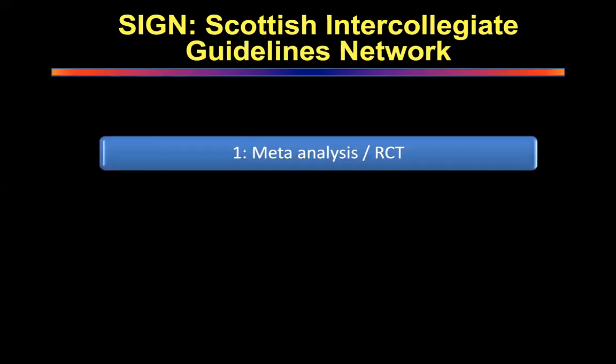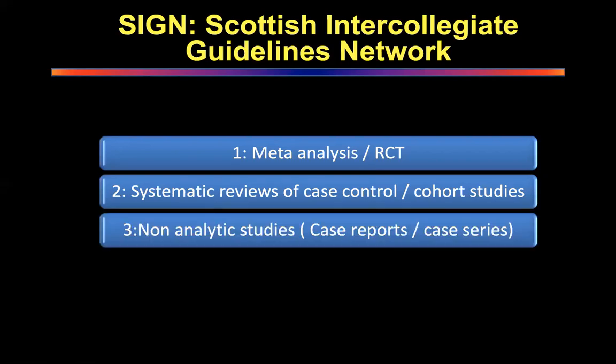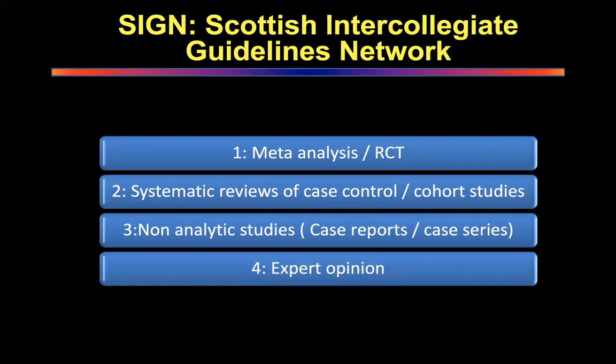The first concept talks about level 1, which is a meta-analysis of RCTs. Level 2 is systematic review of case control or cohort studies. Level 3 is non-analytical studies, which is case reports and case series. And level 4 is expert opinion. So guidelines are based on this concept. These are 1, 2, 3, and 4.